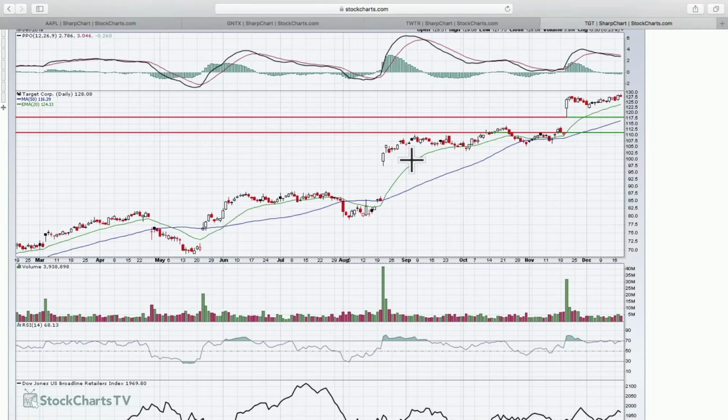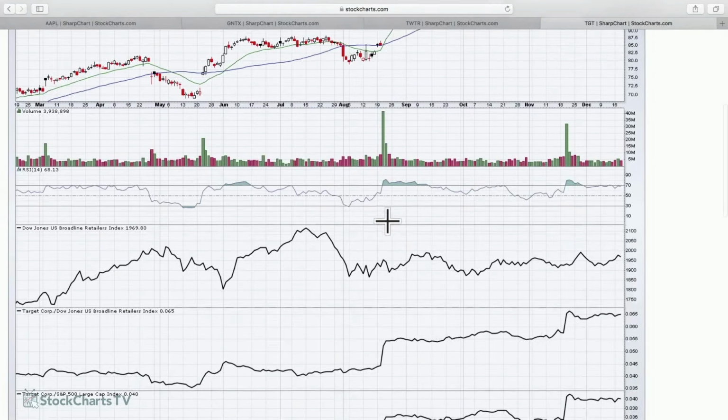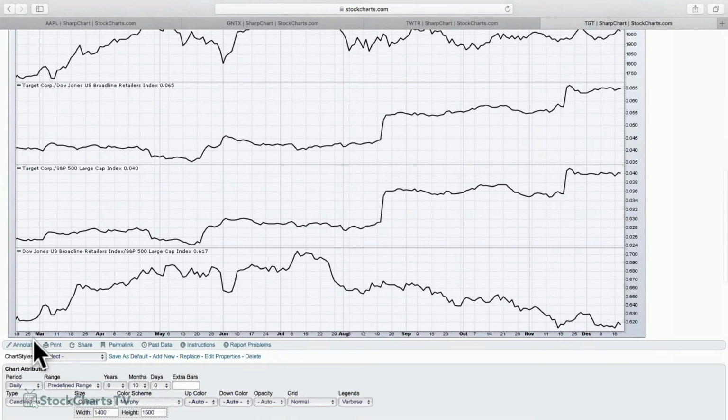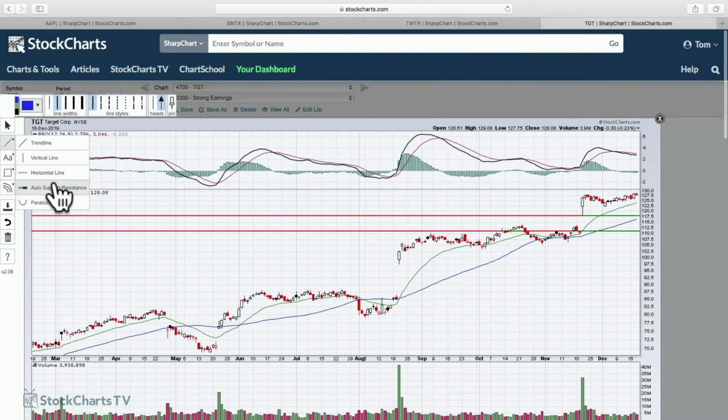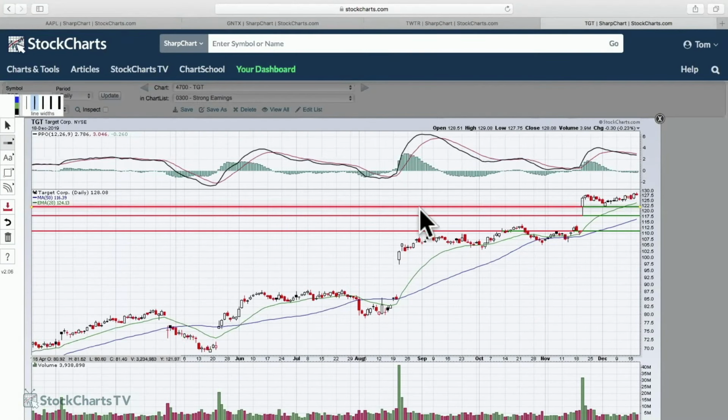Now, what I tend to look for when you get these big gap ups with earnings is a couple of different things. I actually didn't mark, I could mark another line here on this chart as well, because really there are three that I tend to look at. There would be the other one.